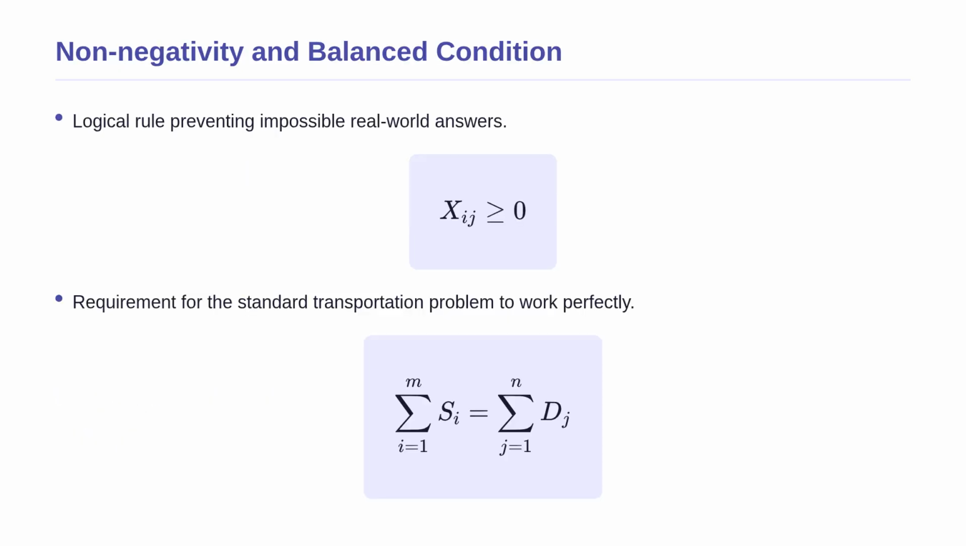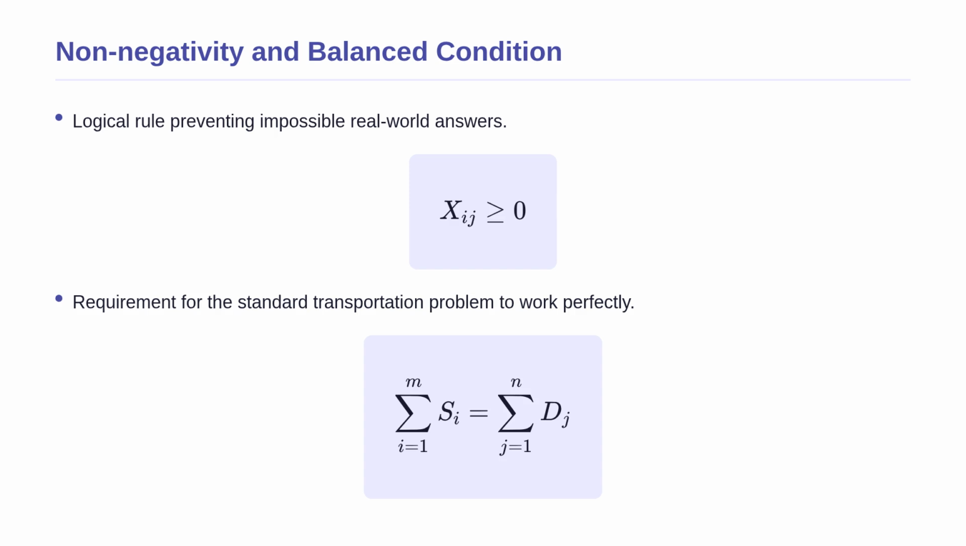To complete our mathematical model, we need two final logical rules. First is the non-negativity constraint, which states that X sub ij must be greater than or equal to 0. You can choose to ship 0 units if a route is too expensive, but you cannot ship a negative number of boxes on a truck.